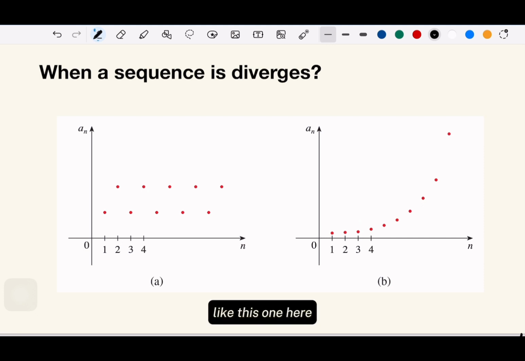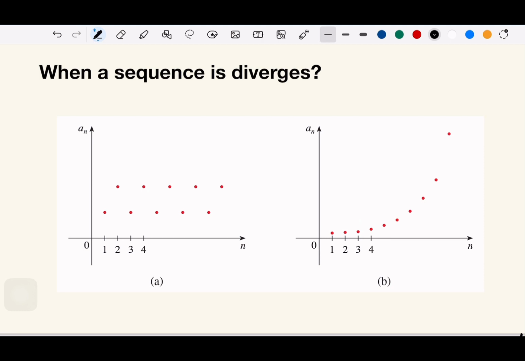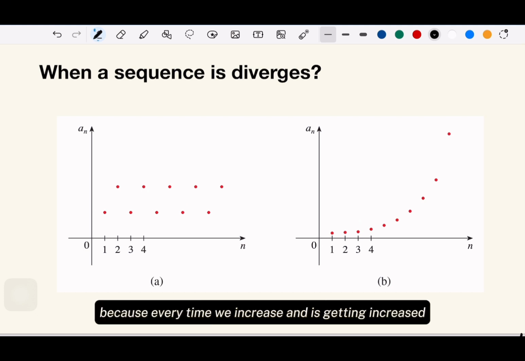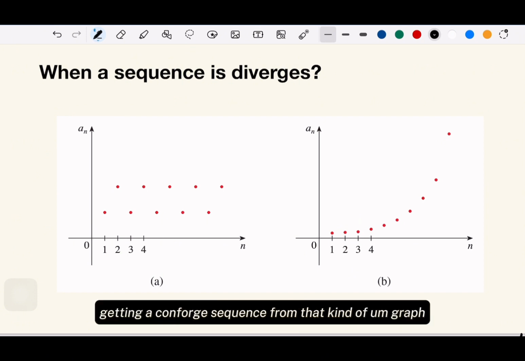Like this one here is getting increased, and increased, and we say that it never converges, and that is consistent because every time we increase n, it's getting increased. Okay? So we never get a converged sequence from that kind of graph.